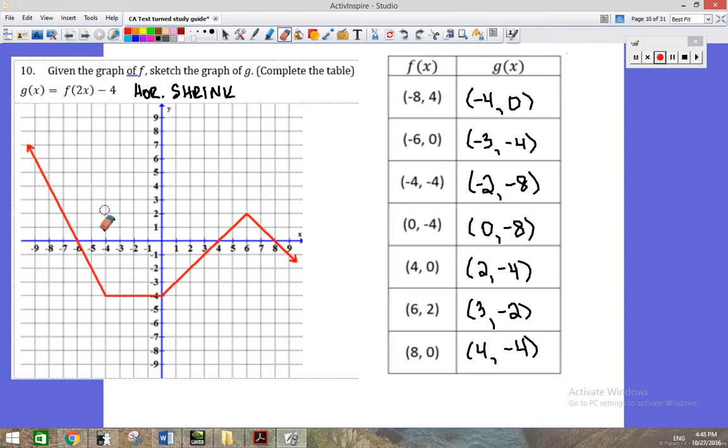I forgot to write that up here. After the horizontal shrink by a factor of 1/2, because I multiplied all the coordinates by 1/2 or divided by 2, that's the same thing. And then I'm going to go down 4 units. So, like I say, this negative 8, 4 got shrunk in, and then it moved down.